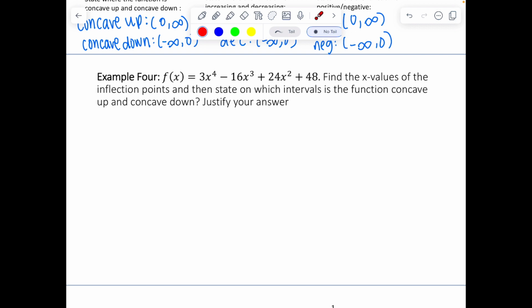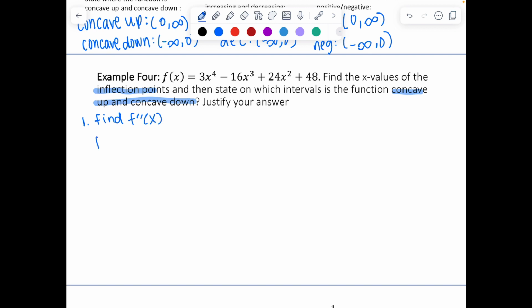But example 4 says f of x equals 3x to the 4th power minus 16x cubed plus 24x squared plus 48. Find the x values of the inflection points, and then state on which intervals the function is concave up and concave down, and justify your answers. So as soon as you see the words inflection point and concave up and concave down, you need the second derivative. If you had the graph of the first derivative, you would be able to figure this out, and we'll talk about that later. But if you're given an algebraic problem, you need the second derivative to be able to solve this.